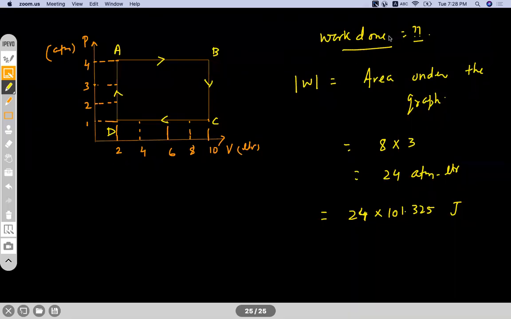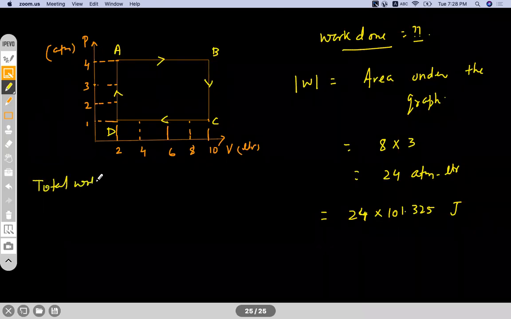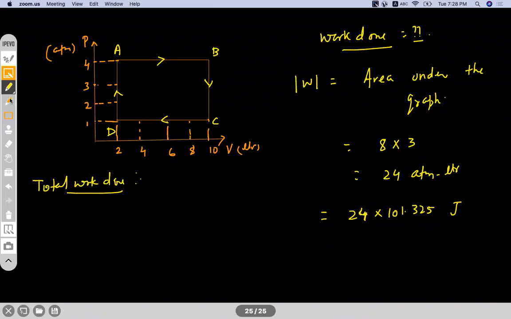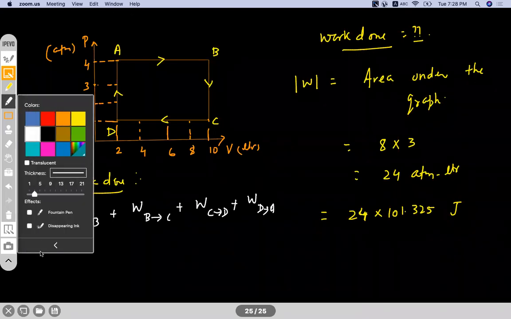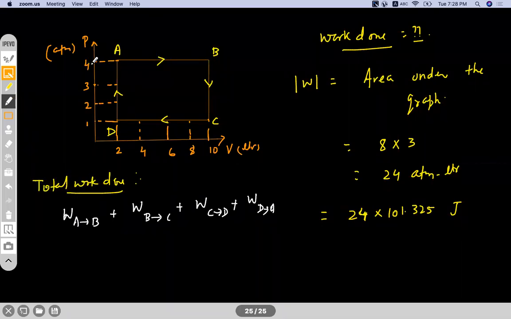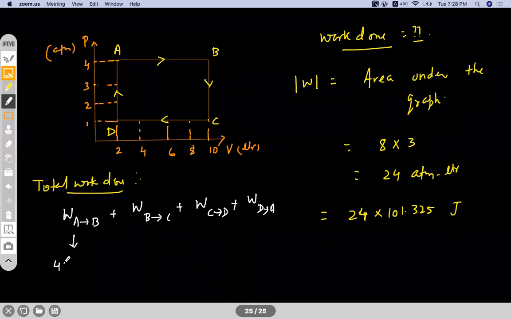Correct. But whether it is negative work done or positive work done, how do we know that? So if you calculate this stepwise, total work done would be W of A to B plus W of B to C plus W of C to D plus W of D to A. This is the total work done we have. So stepwise you can calculate. If I tell you here, see, PAB is the expansion against the constant pressure. So work done AB is 4 into 10 minus 2. Like this, we can calculate for others.